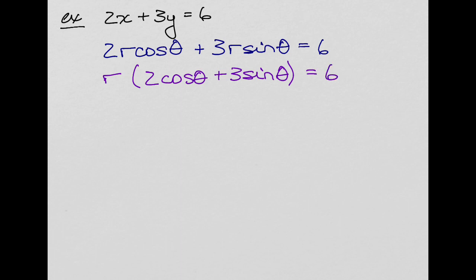Well, my goal is r equals, and I have the r factored out here, so let's divide. And I get r equals 6 over 2 cosine theta plus 3 sine theta, and that's the form we wanted. r equals something with thetas in it. There it is. So we're done.